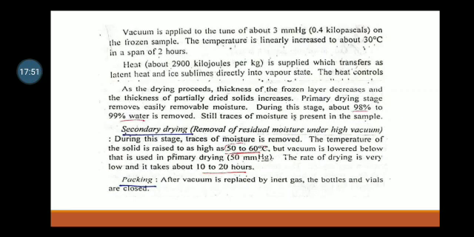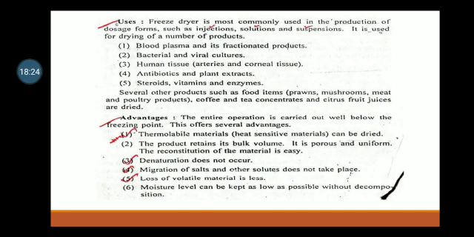Then secondary drying, removal of residual moisture under a high vacuum. During this stage, traces of moisture are removed. The temperature of the solid is raised as high as 50 to 60 degrees Celsius, but vacuum is lowered below that used in primary drying, 50 millimeter of Hg. The rate of drying is very low and it takes about 10 to 20 hours. Packing. After vacuum is replaced by inert gas, the bottles and vials are closed.